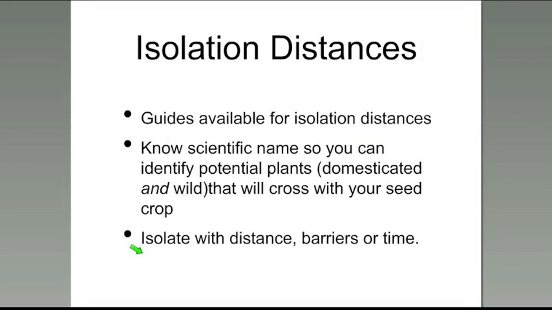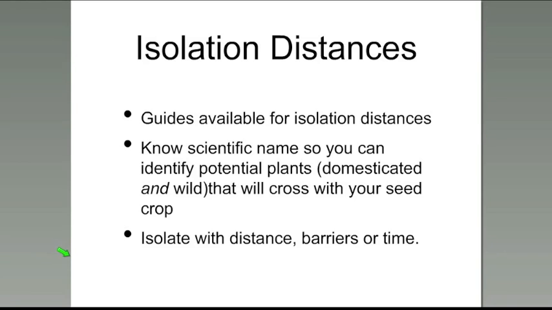Isolation distance is really key when you're growing seeds, because if you want that seed to come true to type and not have crossed with something else, you need to follow recommended isolation distances. What are those recommended isolation distances? They're available in guides and books on seed saving all over the place, and I've got a chart at the end of this presentation that I'm going to show you as well. In order to know whether you need to follow an isolation distance, whether you're actually going to cross with something else, you've got to know what you're growing in your field and know its scientific name. If it will cross with something else growing in the field, whether it's a domesticated plant or a wild one, that's when you need to use isolation distances.